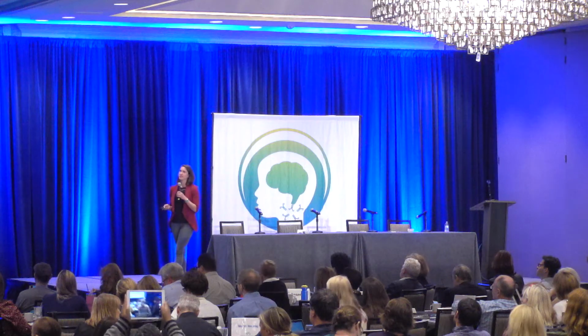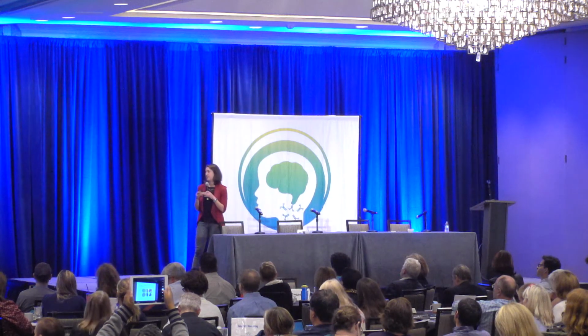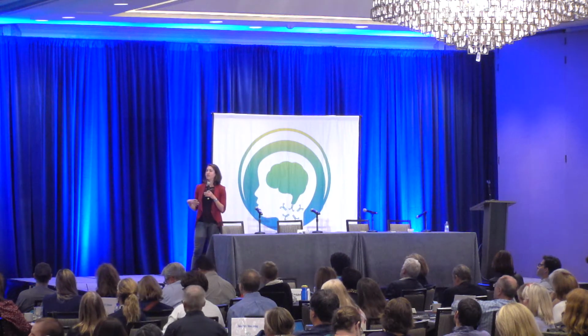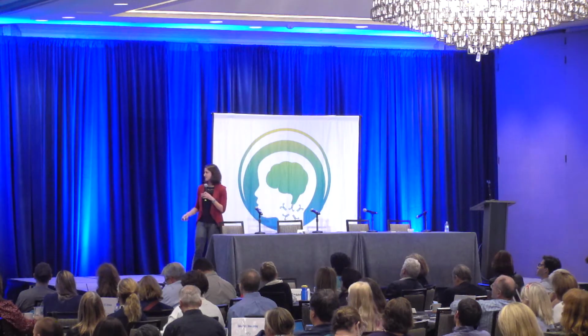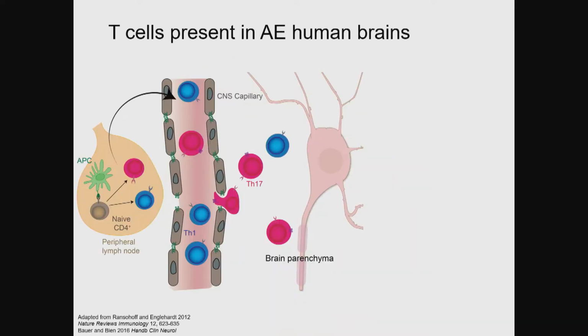So the brain is very uniquely not very surveilled by the immune system, contrary to the degree that the rest of your body is. So the question that we're arriving at is, how do these brain-targeting autoantibodies access the CNS, and how does the immune system begin to infiltrate the brain in autoimmune encephalitis caused by infection? So T cells are present in the brains of various autoimmune conditions that target the CNS.